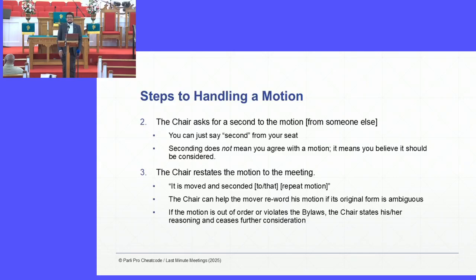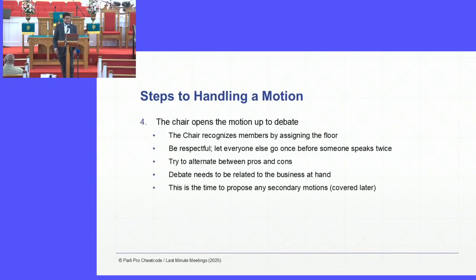Next slide, and this is the longest step: it's time to debate the motion. That's where the meat and potatoes is, right? Being a deliberative assembly, people are discussing the pros and cons. Should we do this? Should we not do that? And again, it's the chairperson's role to assign the floor. They're picking whose turn it is to go.